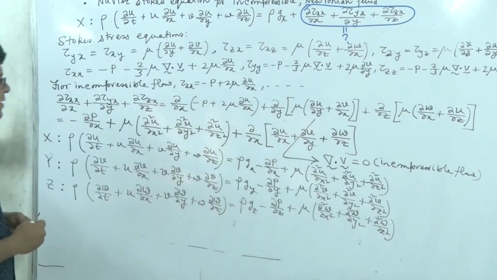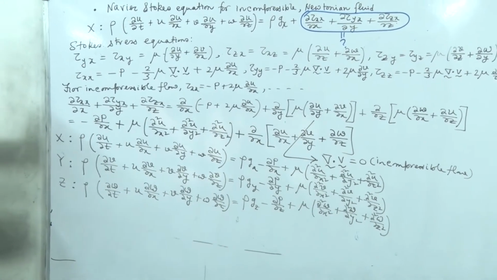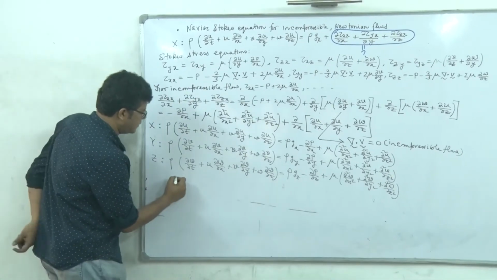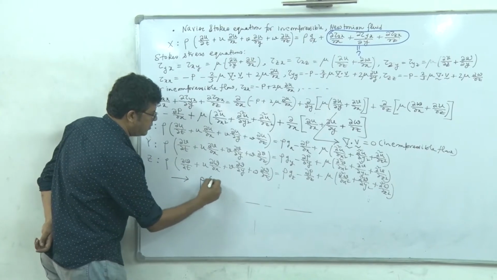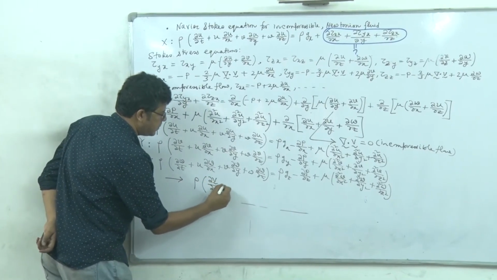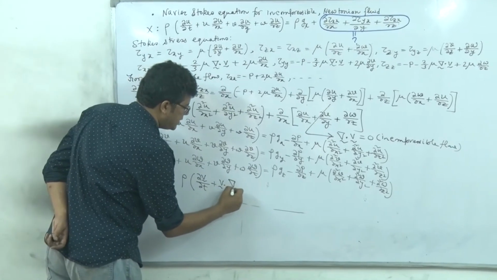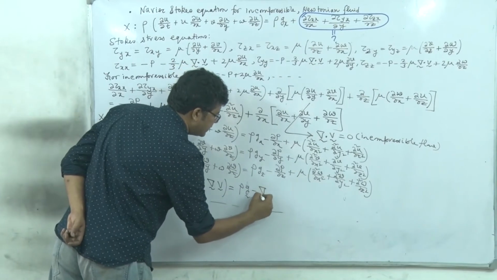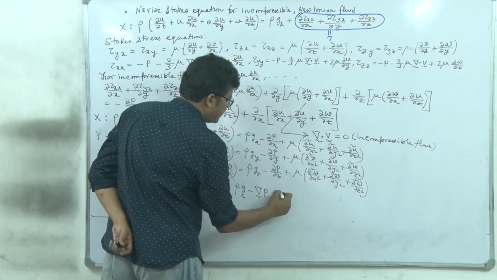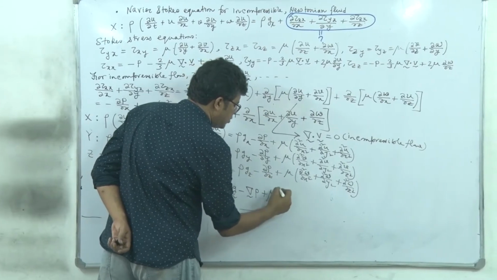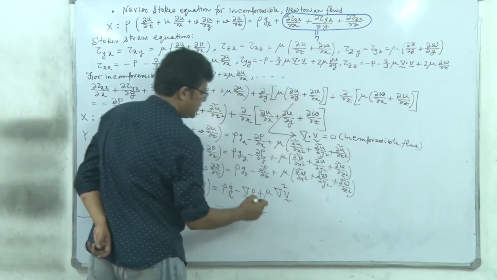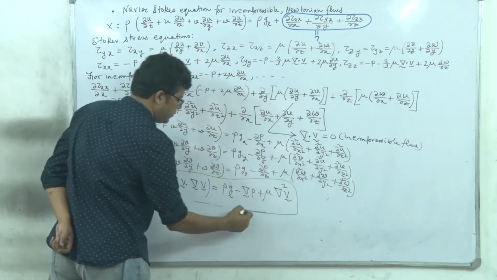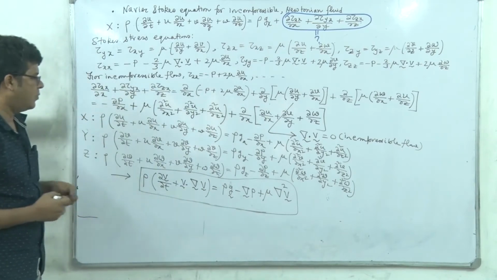So these are the scalar Navier-Stokes equations for Newtonian incompressible flow. So the general vector form we can write as rho into del v del t plus v dot grad v is equal to rho g minus grad of p plus mu into grad square v. Right? So this is the Navier-Stokes equation form for Newtonian incompressible fluid.